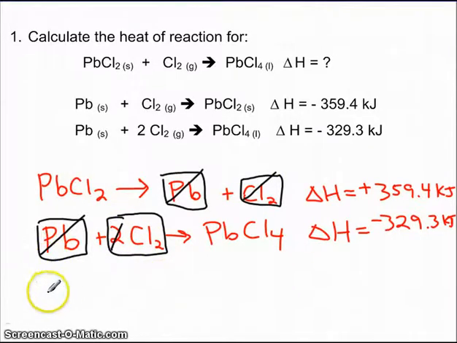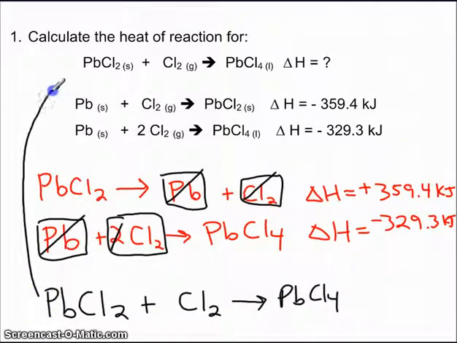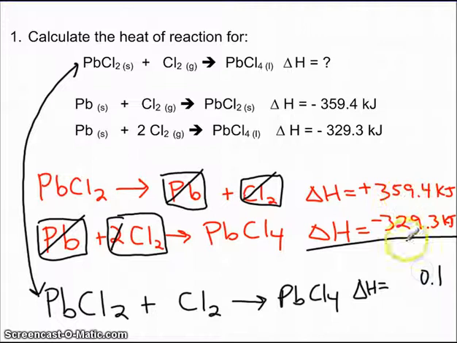Then you have an overall equation, PbCl2 plus Cl2 makes PbCl4, which is the equation we want to determine the enthalpy for. So then we just need to add these two values together and we will get the enthalpy change for this overall reaction. It is 31.1 kilojoules.